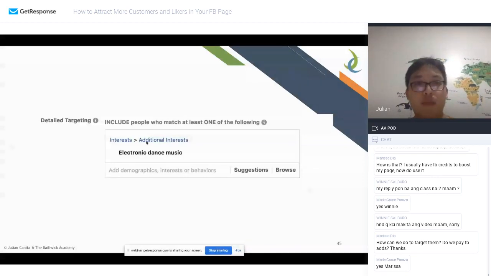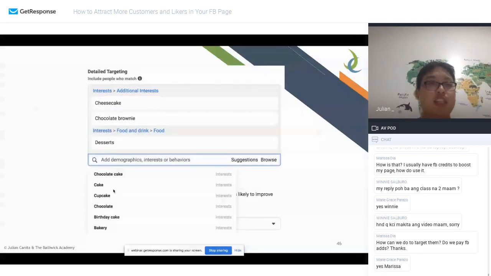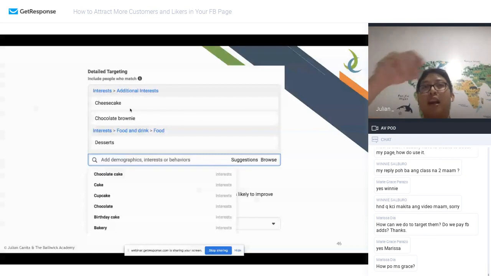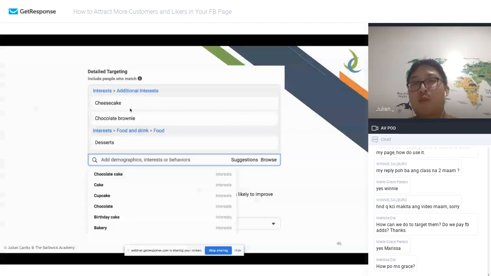Now, here's some that you want to target. For example, if you're selling cheesecakes, brownies, desserts. Now, you can actually target people in your local area interested in these. Now, if you want to reach them lang. Imagine mo, you can reach people who like cheesecakes. Tapos yung video mo, parang may yung binabenta mong cheesecake, tapos may blueberry sa taas, tapos yung pag hiniwa mo, tumutulo pa yung blueberry na sobrang sarap.